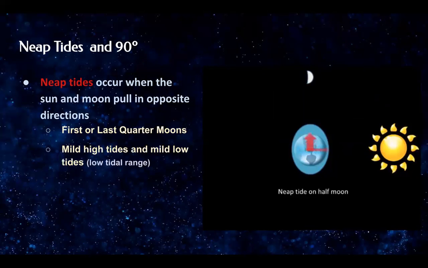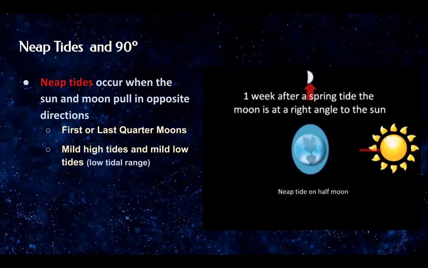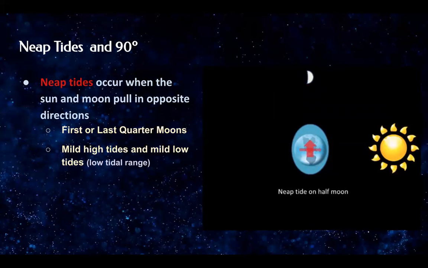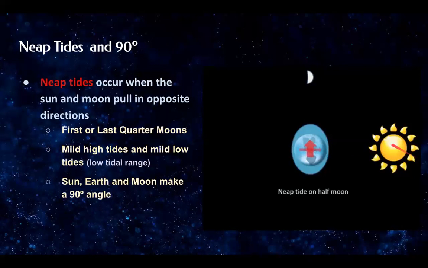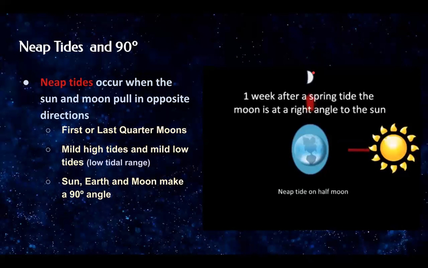Mild high tides and mild low tides. So this would be a good time to hang out by the water when you don't want to have to worry about huge tidal ranges. There'll still be high tides and low tides, but they won't be as drastic. The sun, earth, and moon all make a 90-degree angle. You can see that in the picture. That's a 90-degree angle, and the moon and sun compete for pulling on the water.